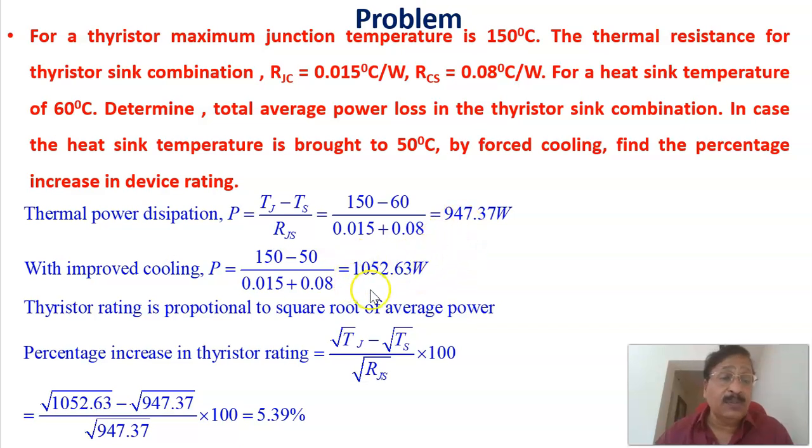With cooling, the thermal power dissipation is 1052.63 watts. Thyristor rating is proportional to the square root of the average power. Thyristor rating is proportional to the square root of average power, so the percentage increase in thyristor rating equals the square root of Tj minus the square root of Ts divided by the square root of Rjs.